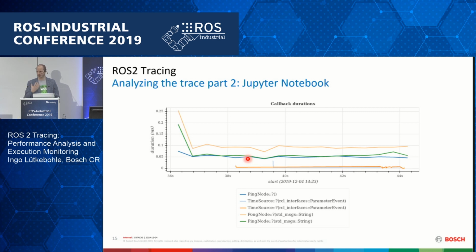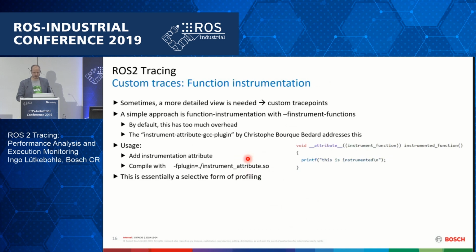But typically, what I find is that this only gives me a very broad overview. So I can run this on my whole system. That's one of the advantages. I get the visibility on all nodes that are there, so I can typically quite easily see where there might be a problem. But then when I want to look at the problem, I need more information. And there's, fortunately, a way to have custom trace points, which are integrated with the other tracing.